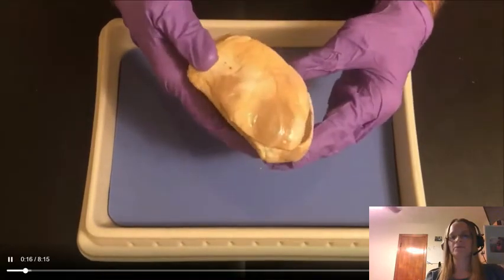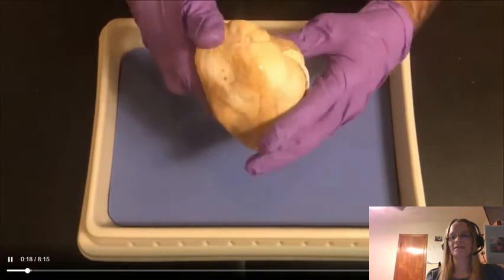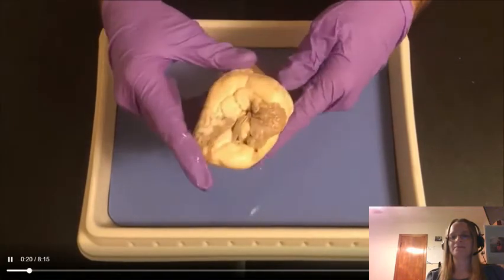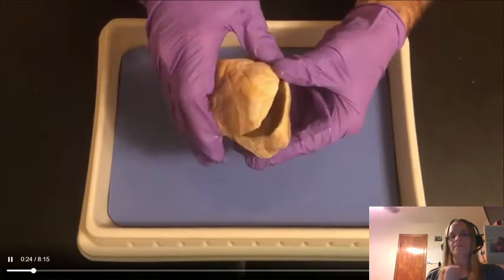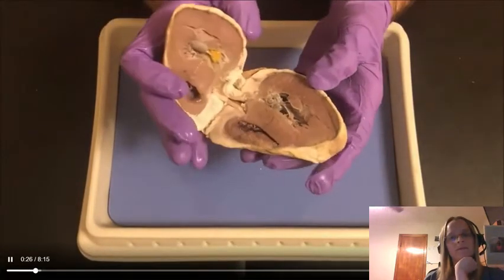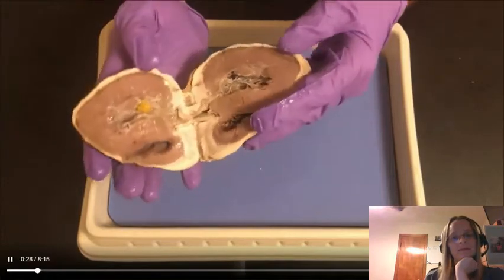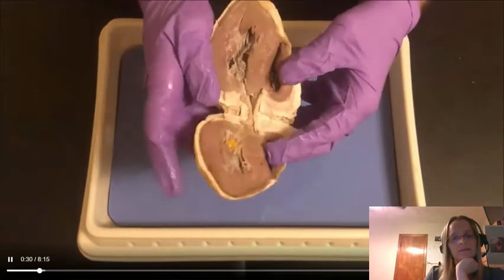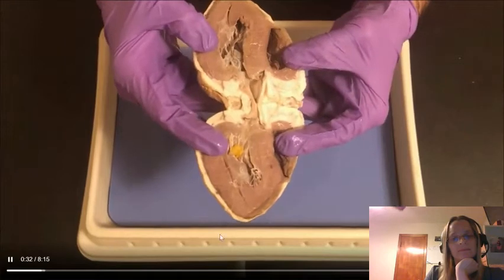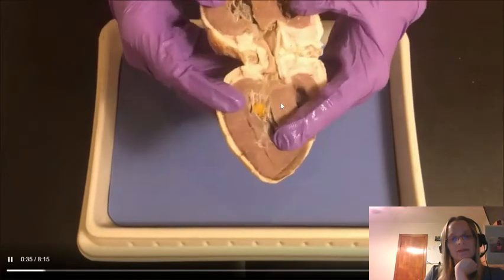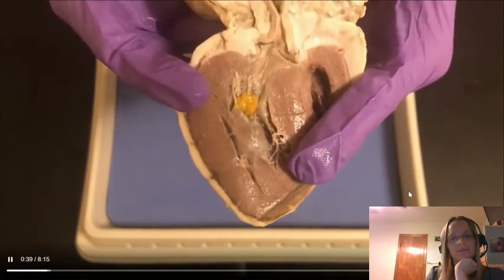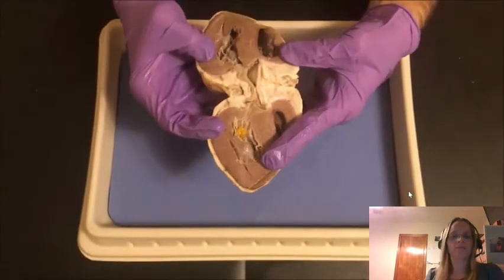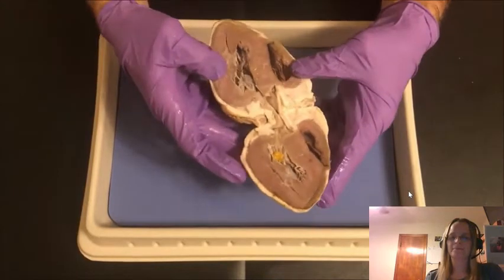Normal, normal on the outside. Then you open it up. And you see that right there, close up, that sort of plaque buildup on the valve.